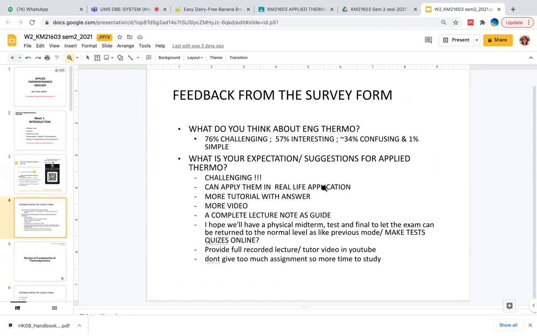So here is the feedback from your survey form. More than half think this subject might be very challenging. But more than half of you think this must be very interesting. Only 1% think this is simple. I would say this subject is quite challenging, but it is interesting because you are dealing with real applications.